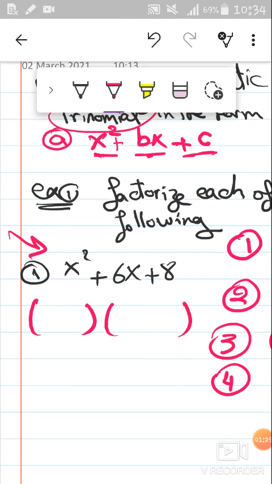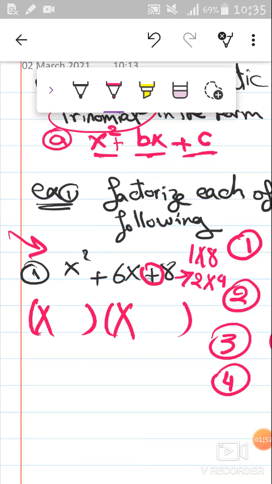Okay, now we are going to open the brackets. x² comes from x as a product of x and x. What about 8? 8 comes from 1 times 8 and 2 times 4. How can we determine the suitable factors of 8? 1 and 8, or 2 and 4?